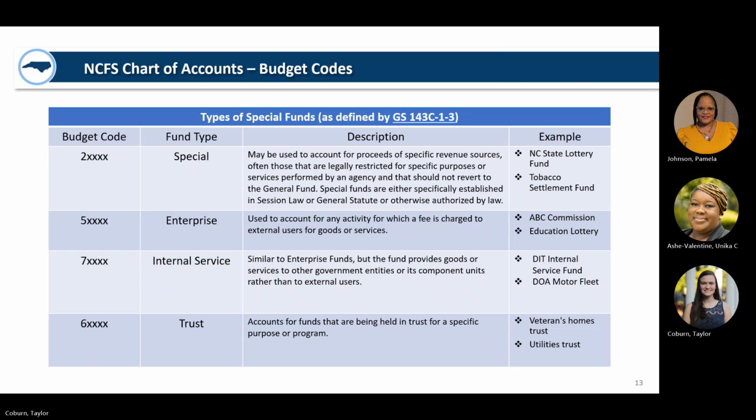An agency may also have special budget codes, which may have been established by law or authorized by the director of the budget. This table includes descriptions of special enterprise, internal service, and trust funds, which are defined by GS 143C-1-3. Type 2 special budget codes are the most common type of special funds for most agencies.